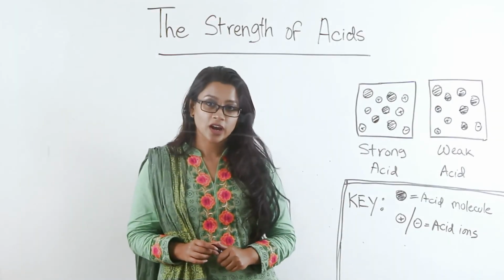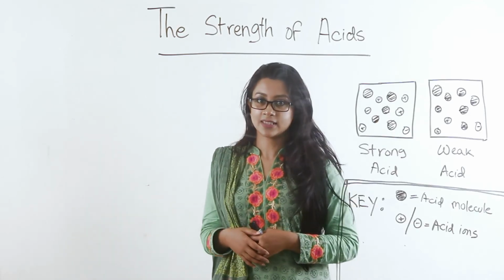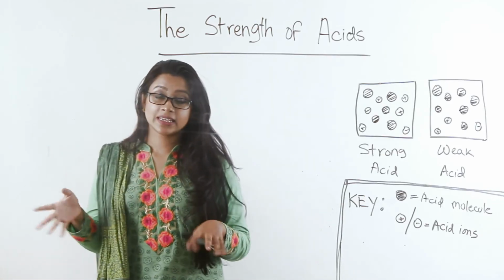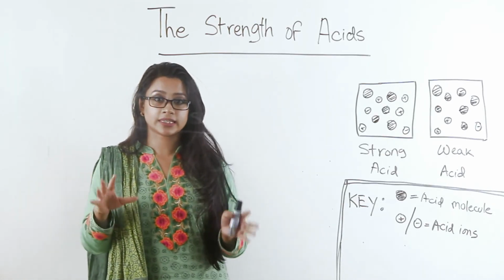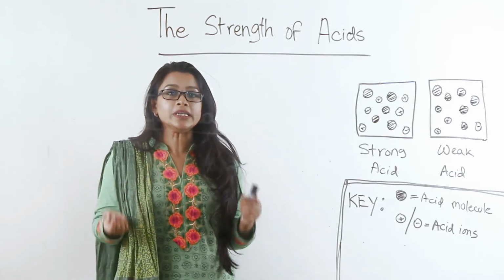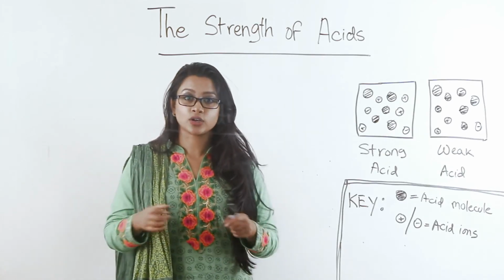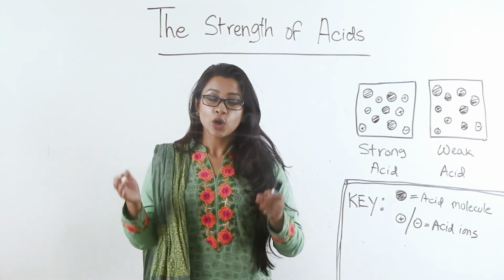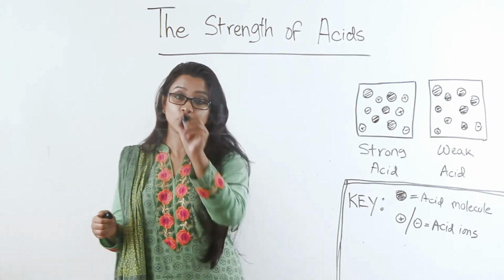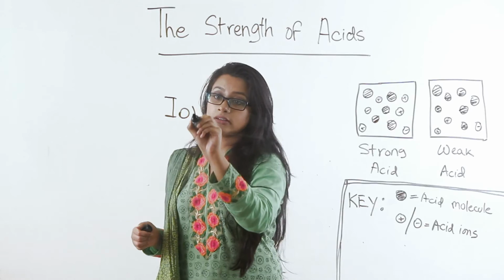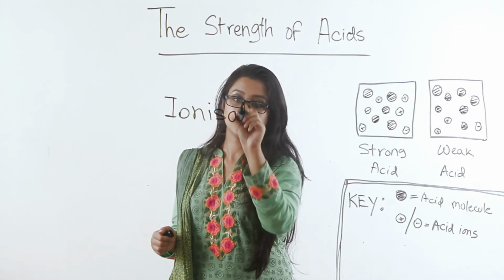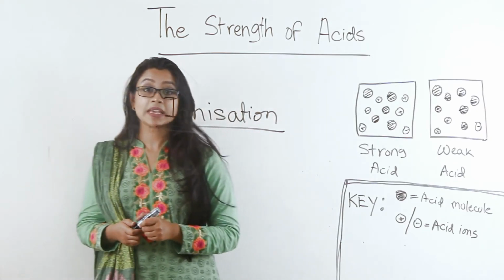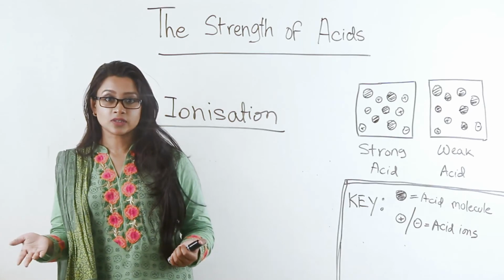So guys, so far we have discussed many things about acid: what acids are, what a strong acid is, what a weak acid is, uses of acids, chemical equations, etc. Now, what do we understand when we say a strong acid or a weak acid? What is the strength of an acid? To understand the strength of an acid, we have to understand a term that is known as ionization. So ionization basically means forming ions.